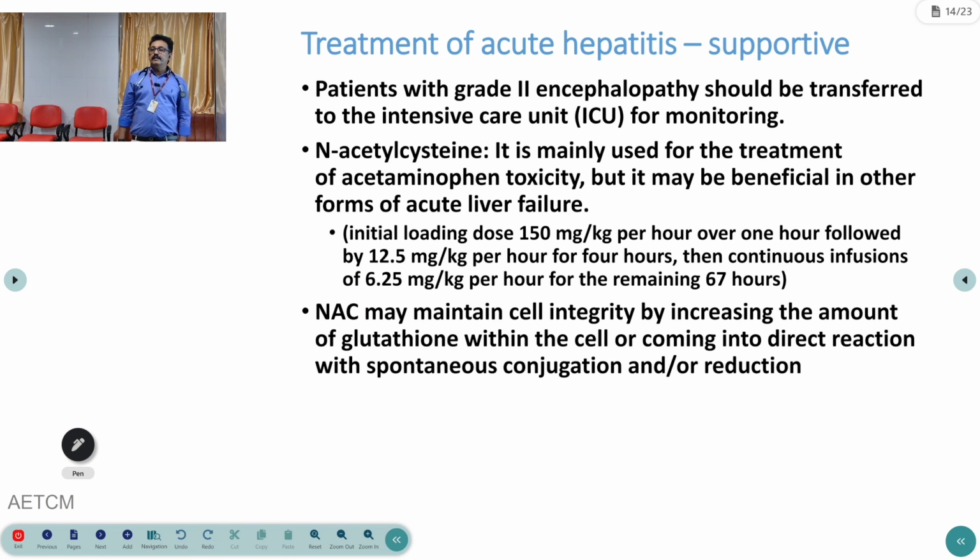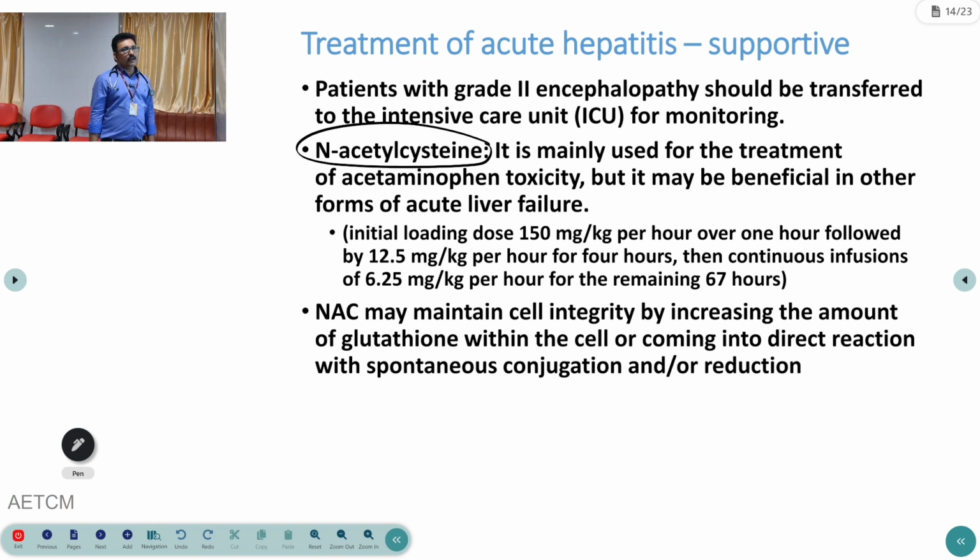Now, how to treat acute hepatic failure in your ICU? One of the important drugs we use in patients who have paracetamol toxicity is N-acetylcysteine. You should remember that N-acetylcysteine is now available as tablets, nebulization, and IV. Here you should use IV. Tablet also can be given, but it is better to go for IV because tablets sometimes may not be absorbed because of the liver problem.